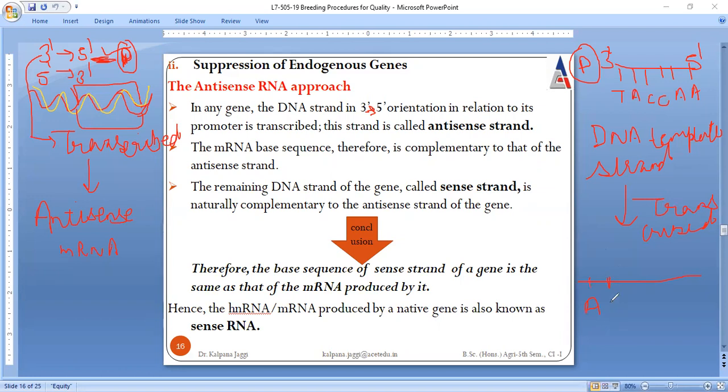Instead of A, because when we talk about RNA, there is a replacement. Normally, A binds with T, double bonded. But when we talk about RNA, then A is bonded to uracil. This is the difference between DNA and RNA.